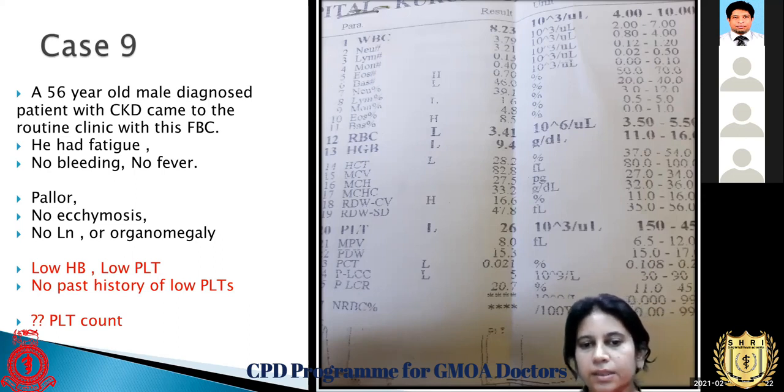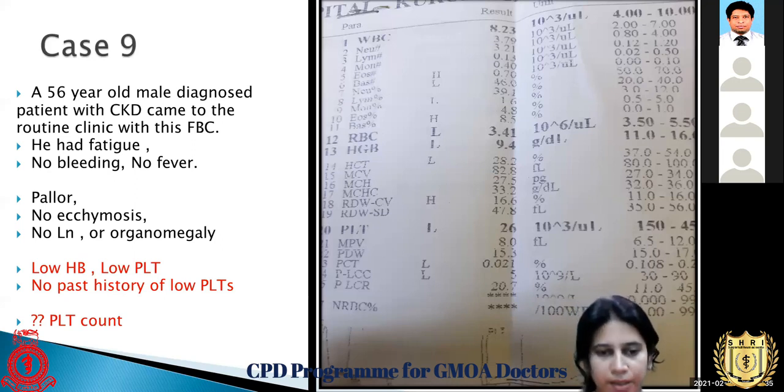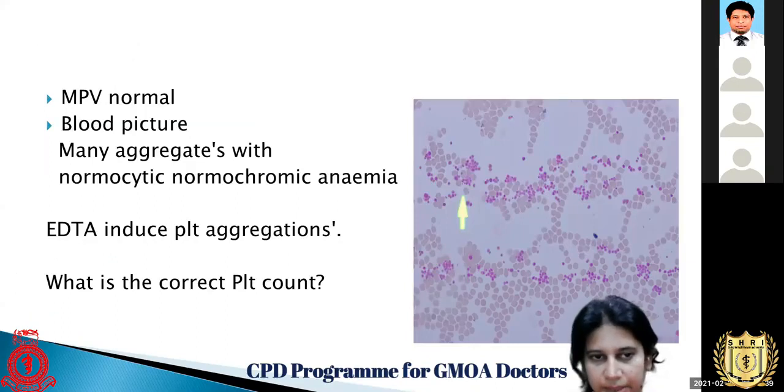So are you dealing with the correct report? Is this the correct platelet count? We repeated the count again, and you get the same platelet count, maybe a little lower than this value. So you have to check the blood picture. When you see the blood picture, can you see a whole lot of platelet aggregates with normocytic normochromic anemia? This is called EDTA-induced platelet aggregation.